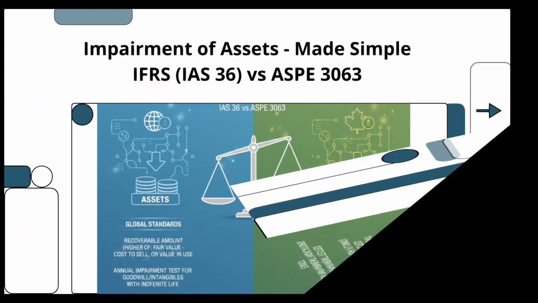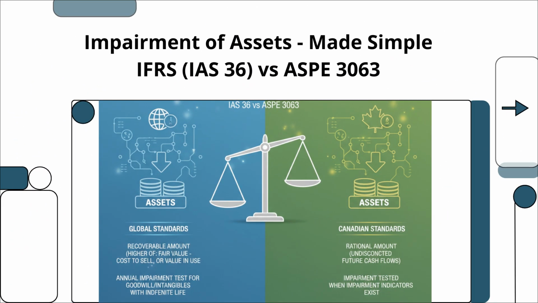Have you ever looked at a company's financial statements and thought, are those assets really worth what's showing on the books? That's exactly where impairment testing comes in. In today's video, we're breaking down one of the most misunderstood areas of financial reporting: impairment of assets. By the end, you'll know the step-by-step process under IFRS, how it compares to ASPE, and we'll walk through practical examples so you can apply this on exams and in real life.